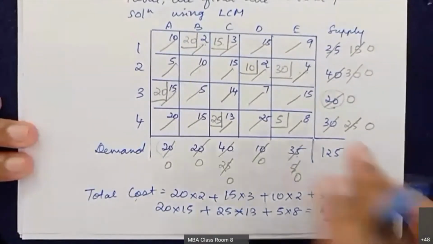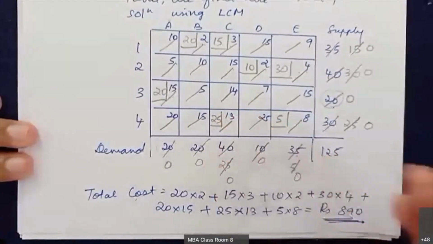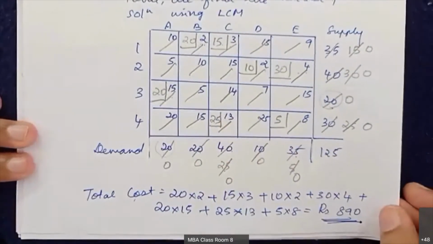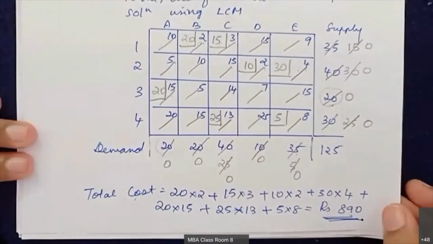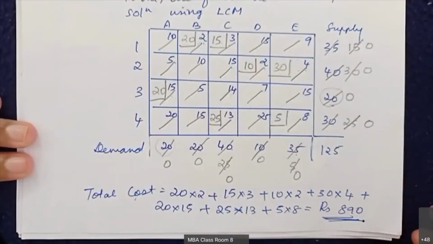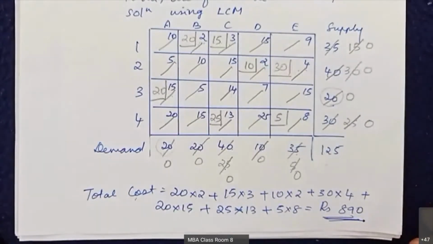Only if this solution is non-degenerate, then only can we go for the optimality test. So can you tell me, is this a non-degenerate solution? How do you find out if it is a non-degenerate solution? In a non-degenerate solution, the number of allocations needs to be equal to rows plus columns minus 1.